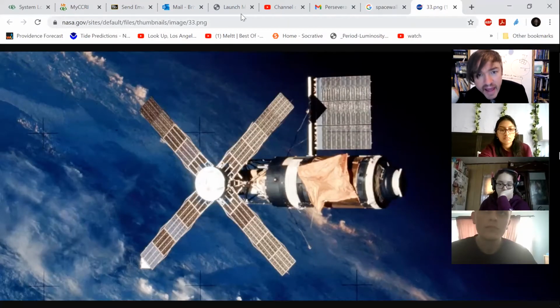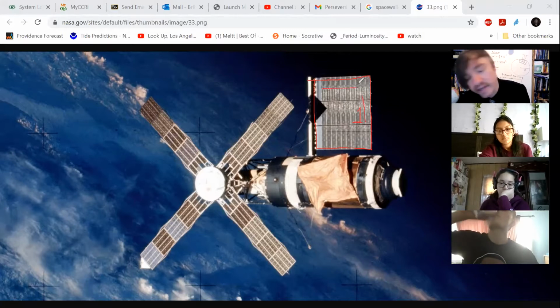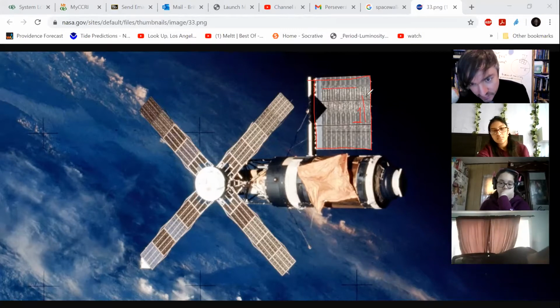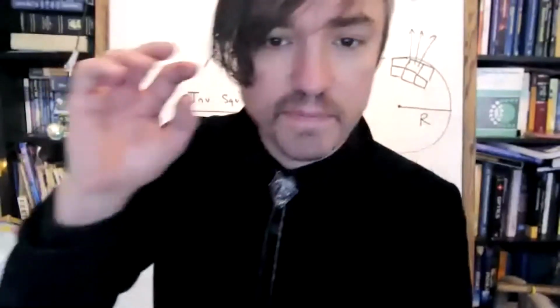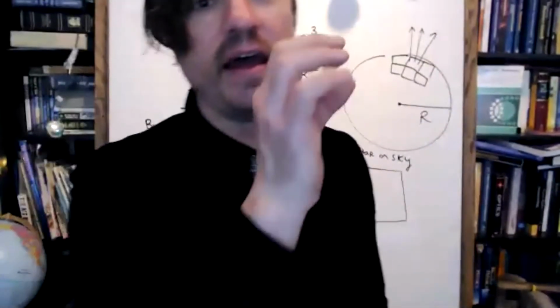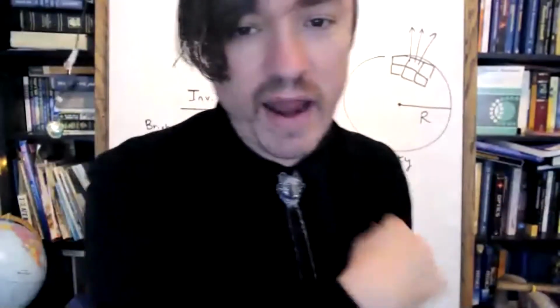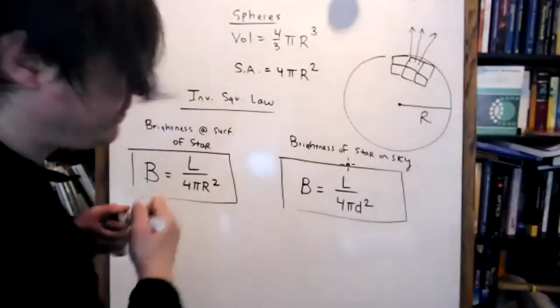Okay, so let's imagine that this solar panel is pointing directly towards the sunlight. And let's imagine that this solar panel is 1 square meter. That is, it is 1 meter tall and 1 meter wide. Basically the size of my dry erase board. I want to know, what is the brightness of the sun at a solar panel 1 astronomical unit away?